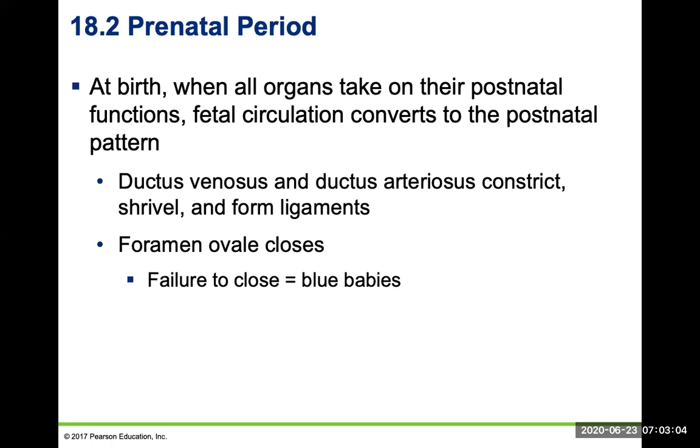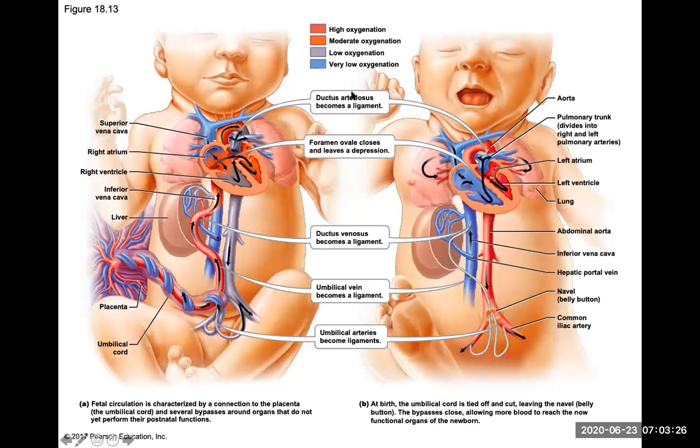At birth, all organs take on their postnatal function. So your ductus venosus and ductus arteriosus constrict, shrivel, and form ligaments. And the foramen ovale closes. If it fails to close, we get what we call blue babies, meaning they're not getting the blood supplied to their lungs yet. So that can be a problem. So this is a look at how the ductus arteriosus becomes a ligament. The foramen ovale closes and leaves a depression. The ductus venosus becomes a ligament. The umbilical vein becomes a ligament, and umbilical arteries become ligaments.